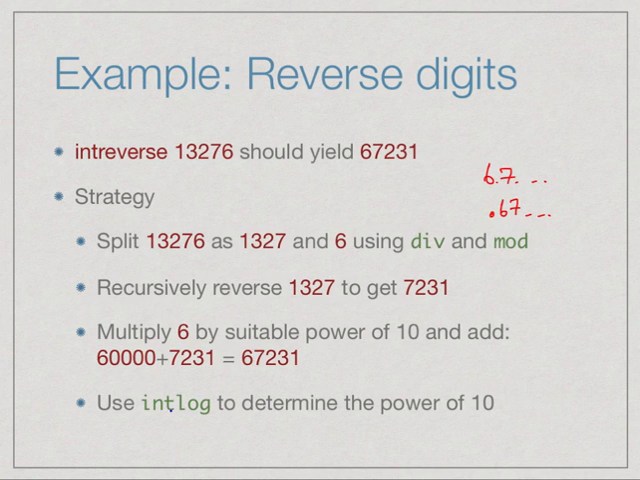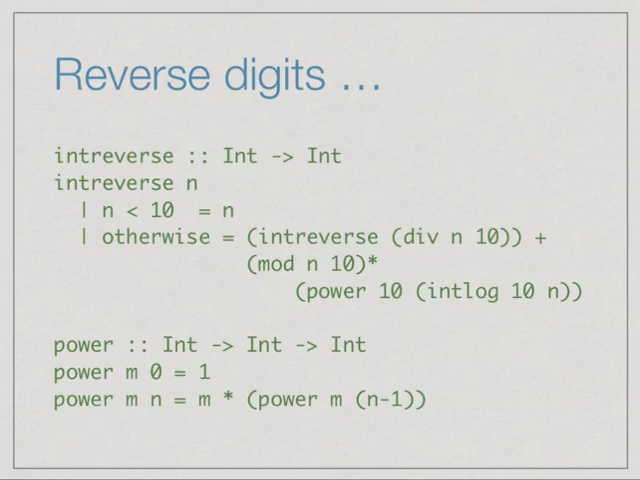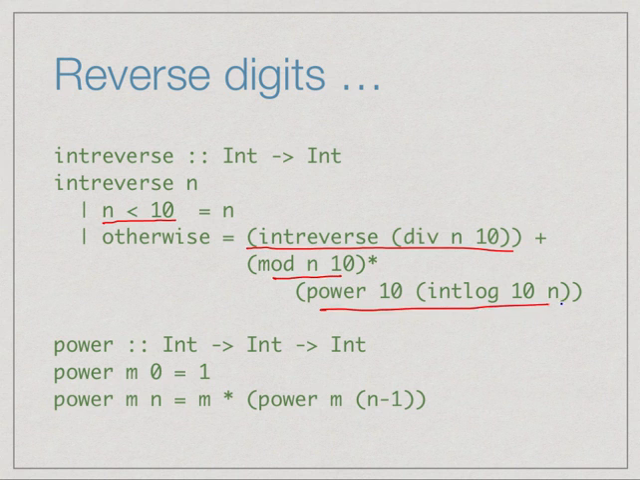So we can use the function we have defined in the last example in order to get this last step done. So here is the function. It says that I want to reverse an integer. If the number is a single digit number, if it is less than 10, I do nothing. Otherwise, I recursively reverse the first k minus 1 digits. Then I take the last digit and multiply it by a suitable power. The suitable power is the integer logarithm to the base 10 of the original number.